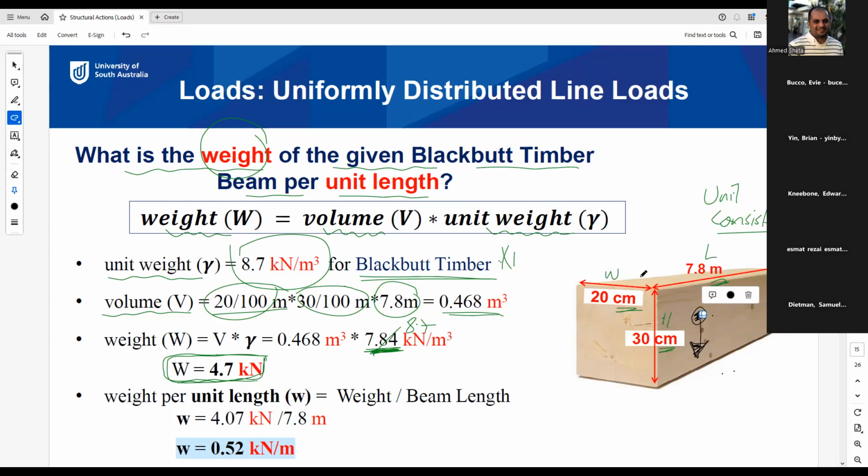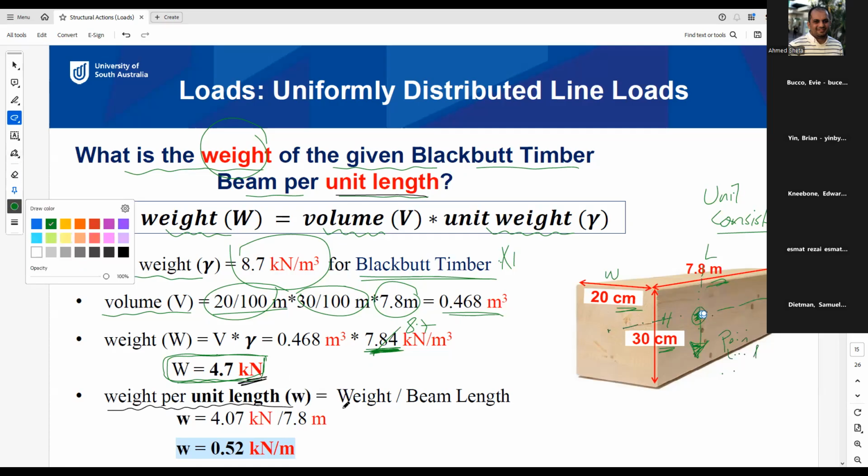So this is our weight, and the weight is applied somewhere in the middle, the middle of the section here, and the middle of the span. So the total weight is a point load. That's why it is in kilonewton. So the total weight of this beam is 4.7 kilonewton. But the question asks for weight per unit length. So how can we find the weight per unit length in this example?